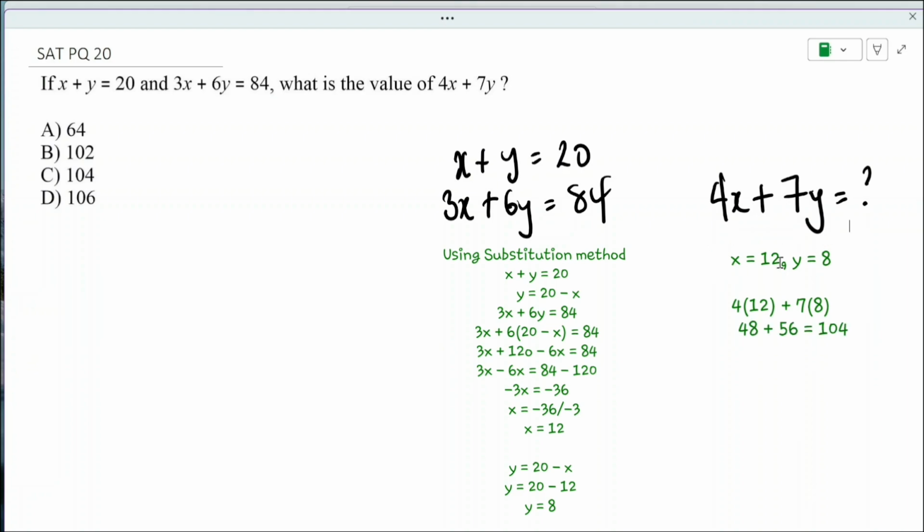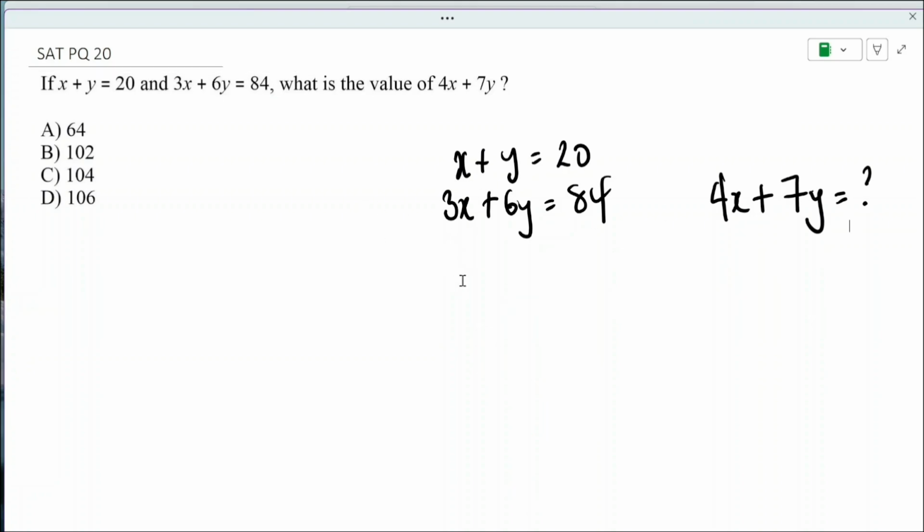That might take some time. And the SAT exam is time-based. The time is always limited. And some questions might seem like you have to take the long route, but there's a shortcut to them. In this case, you don't need to find x and y first. You just have to add equation 1 and equation 2 and get the value of 4x plus 7y. You understand as we solve.